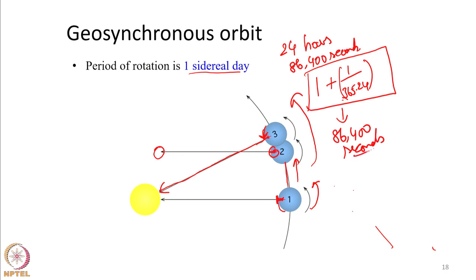This is what we know as the time taken by Earth to complete one rotation with respect to the sun. The actual time taken for Earth to rotate around itself is what we call the sidereal day, and the time taken is 86,164 seconds. So, the sidereal day for the Earth to rotate around itself is less than the mean solar day, which is 24 hours, the time taken by Earth to complete one rotation with respect to the sun. So, the orbital period or rotation time for Earth is one sidereal day, 86,164 seconds, with respect to itself.